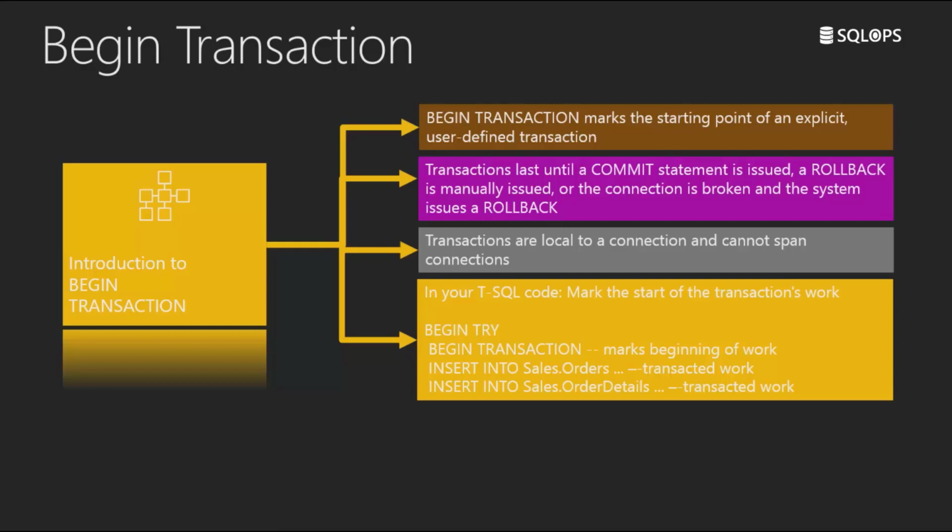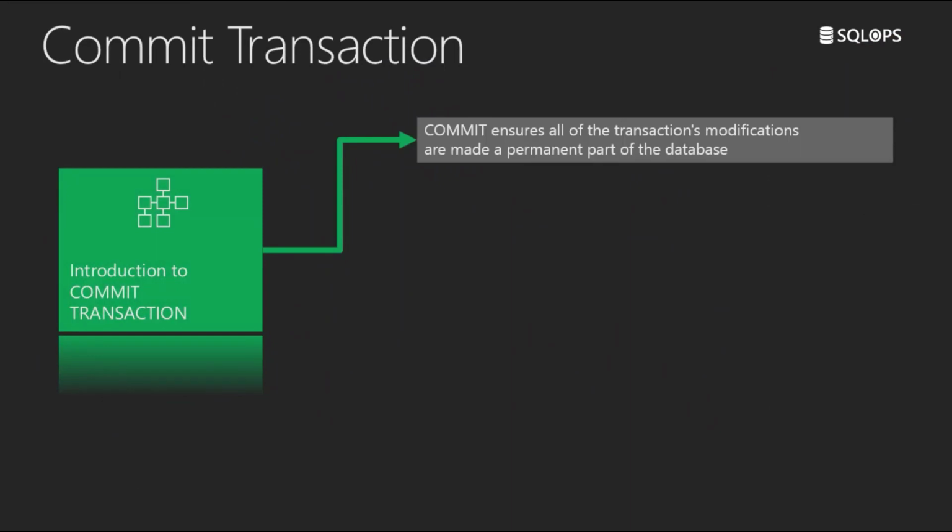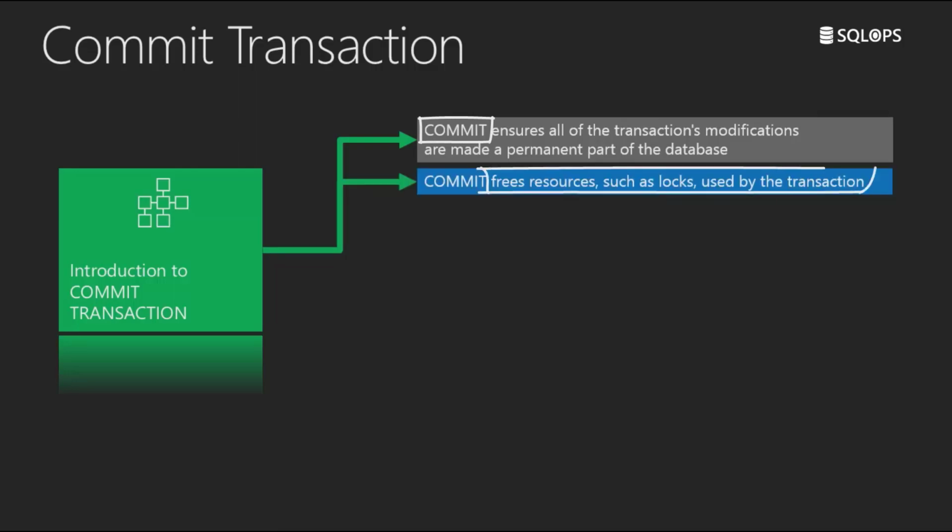Now that you've seen how to begin a transaction, let's see how to commit it. Once the statements in your transaction have completed without errors, you need to instruct SQL Server to end the transaction. To do this, you can use the commit transaction statement. The commit statement marks the end of a successful implicit or explicit transaction, and it also ensures all of the transaction's modifications are made a permanent part of the database. It also frees the resources such as locks used by the transaction.